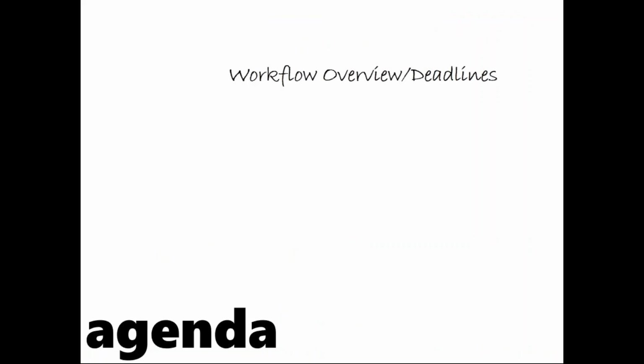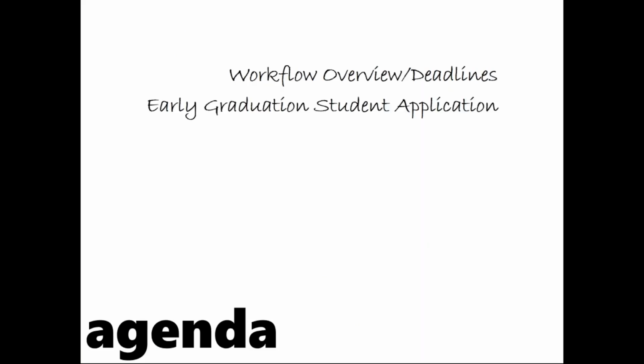During our time together, we're going to go over a few different things. We're going to start with an overview of the workflow and the deadlines, especially for those of you folks that are new this year, so that painting a larger picture is helpful. Then we're going to go into the new feature in the portal related to the early graduation student application. This feature is completely new. This is for those students who are applying for the Early Graduation Scholarship, which was previously known as the Mastery Advancement Scholarship, or MAP. And so we're going to go over that application.